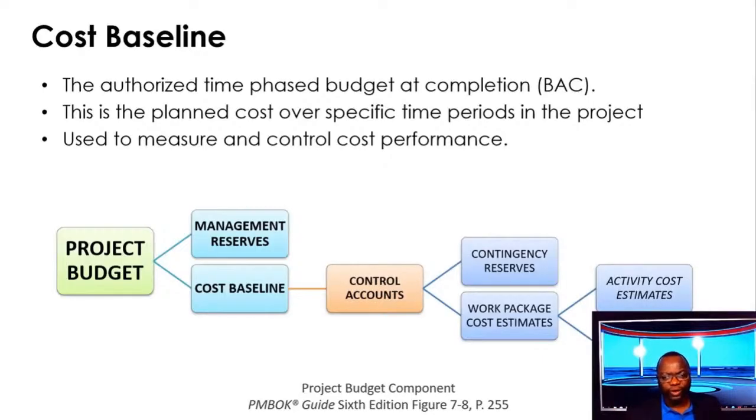So if you observe from what I have on the screen, activity contingency reserves are inside your work package cost estimates. Contingency reserves are inside your control account. And that's how it all maps into the overall cost baseline, and the cost baseline that we refer to as BAC is different from your project budget. Okay? So you need to really be familiar with the term cost baseline versus project budget. And when you hear budget at completion, please know they're not talking about the project budget.